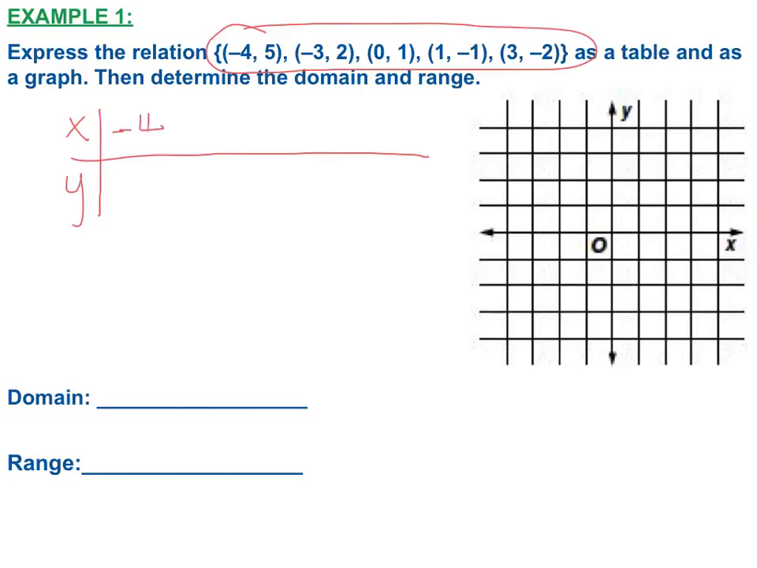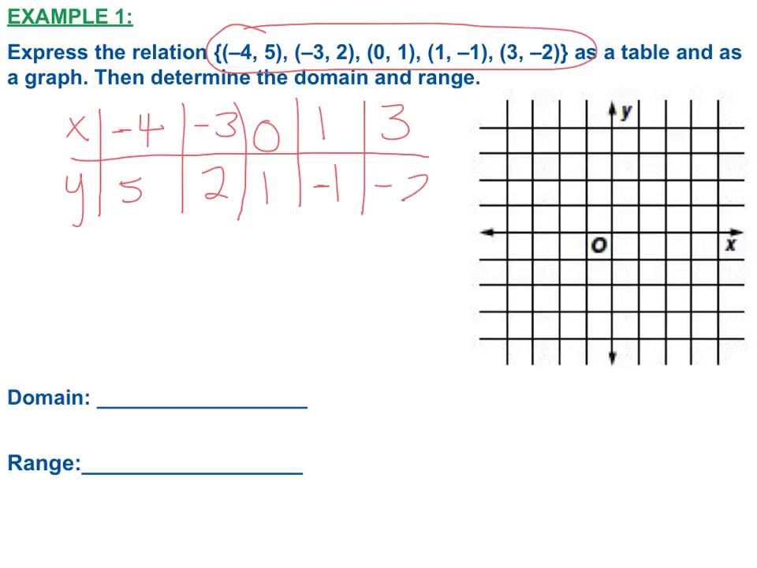So -4 and its corresponding y value, which is 5. -3 and its corresponding y value, 2. 0, its corresponding y value, 1. 1 and its corresponding y value, -1. And then 3 and its corresponding y value, -2.